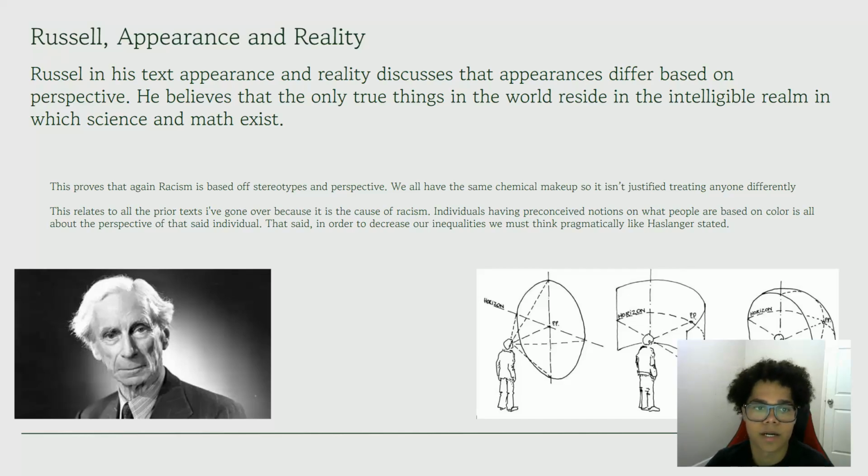But this relates to the prior texts I've gone over because it is the cause of racism. Individuals having preconceived notions on what people are based on color is all about the perspective of that said individual and them justifying it, like I said earlier. That said, in order to decrease our inequalities, we must think pragmatically, like Haslanger stated and what we talked about just a minute ago.